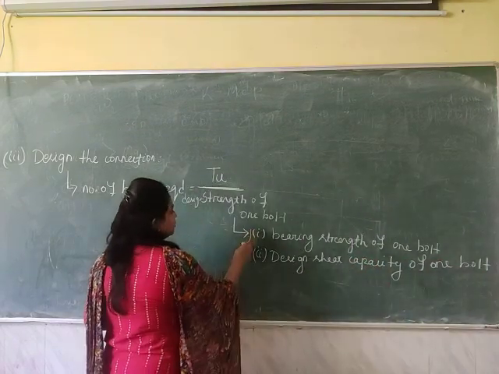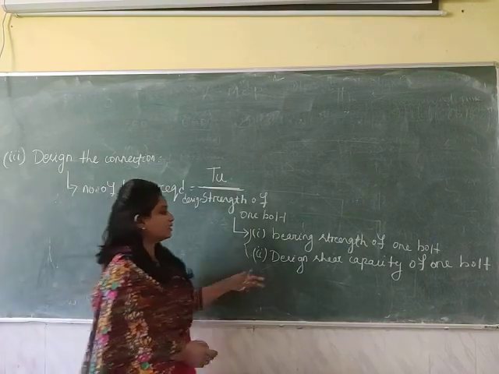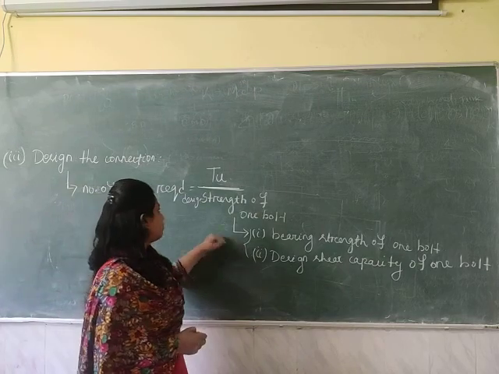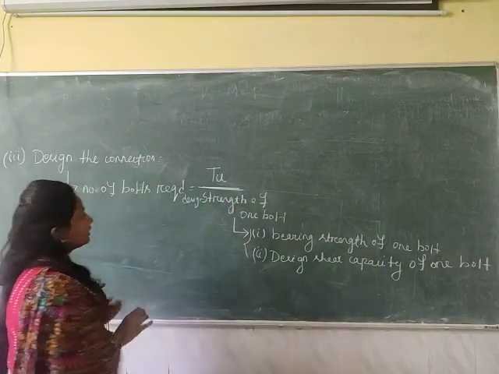Okay. So first calculate the bearing strength of 1 bolt, then calculate the design shear capacity of 1 bolt, then take the minimum value as the design strength of 1 bolt. Okay, that you have already learned.